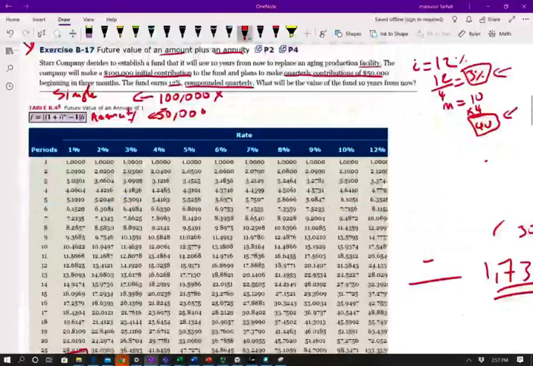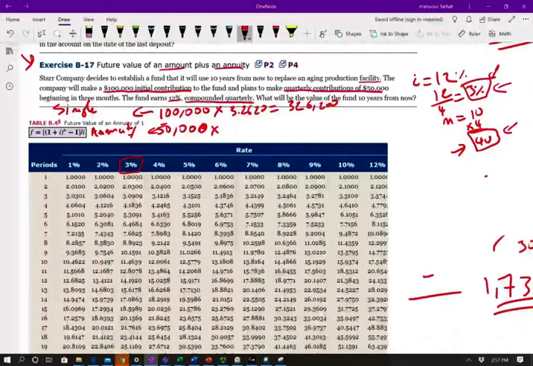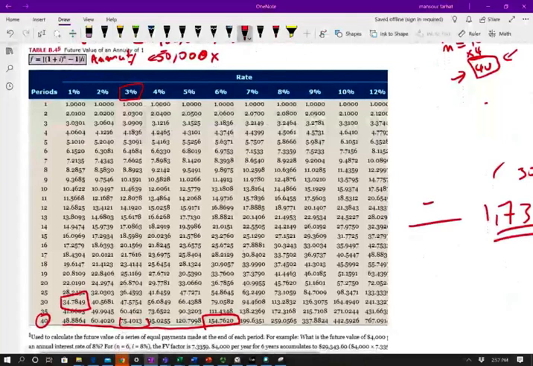3.2620. So we're going to take the 100,000 multiplied by 3.2620, and this amount on its own, this 100,000, will grow up to be $326,200. Now we have to find the $50,000 annuity investment. So we're going to have to multiply it by the factor, again N equals 40, I equals 3.